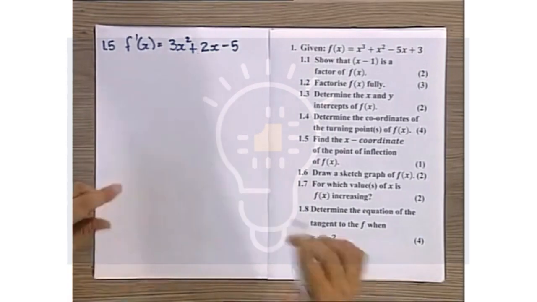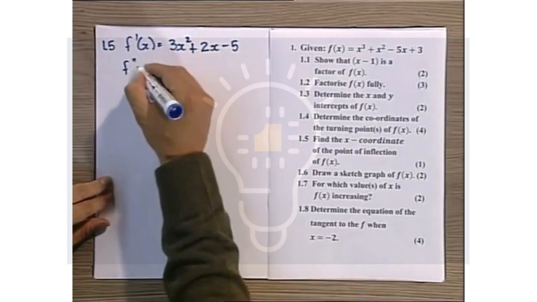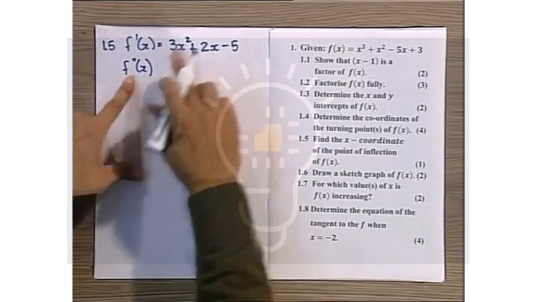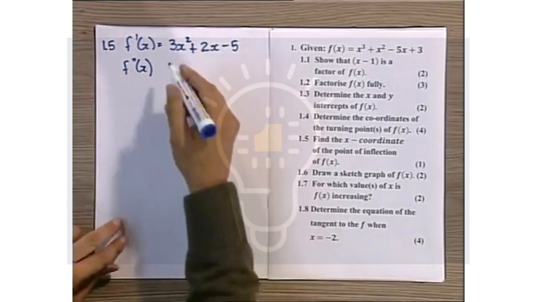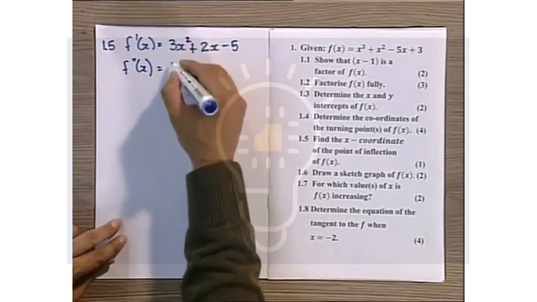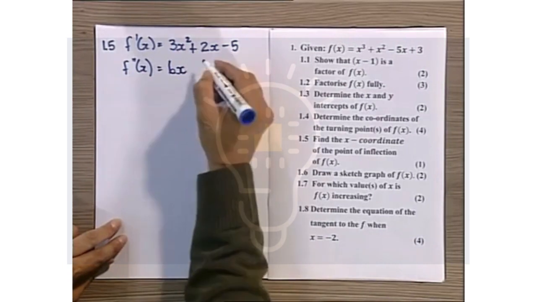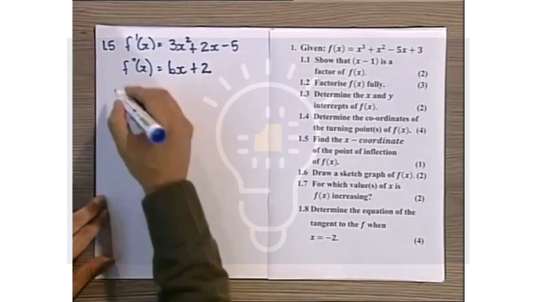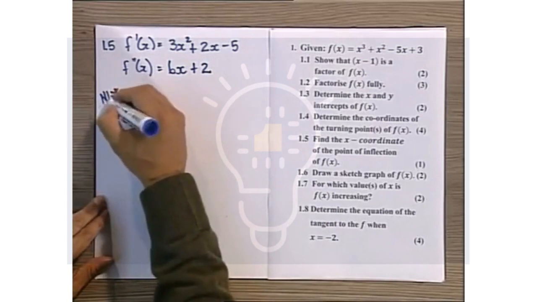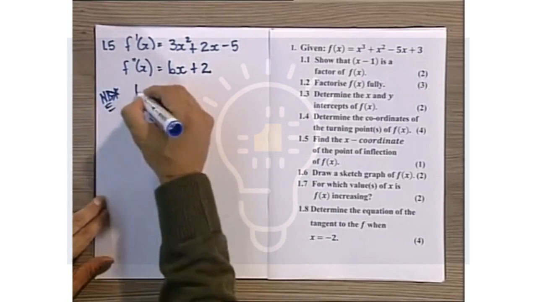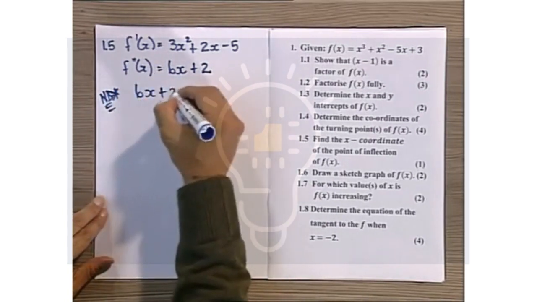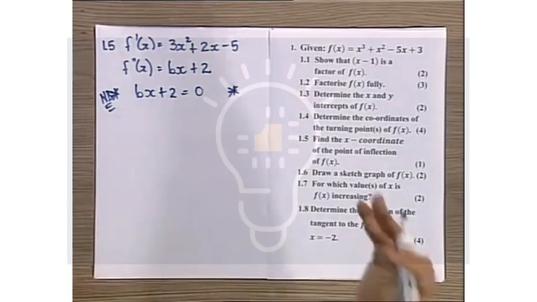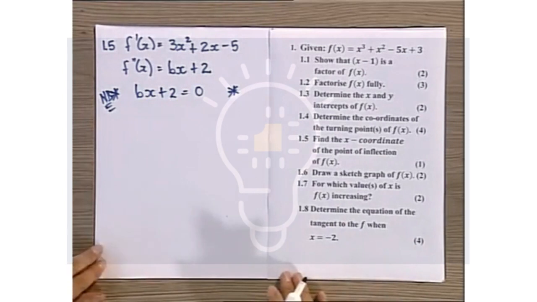Now remember, the point of inflection is f double prime x. That says I must find the derivative of the first derivative. So the derivative of that again, it's 2 times 3, that is 6x, and that is plus 2. Again, make that in your notes. Put the derivative equal to 0. It's quite important, guys, so that you don't miss out on unnecessary losing marks.